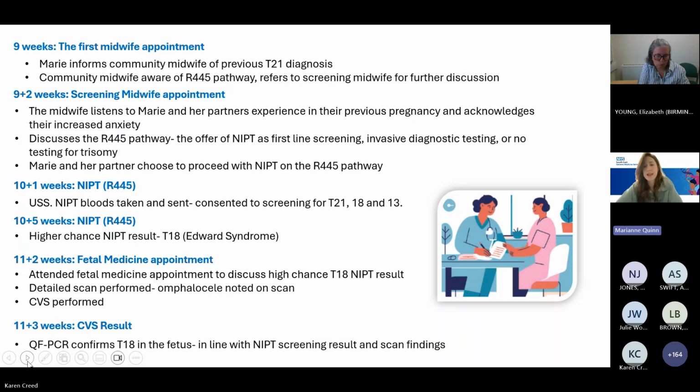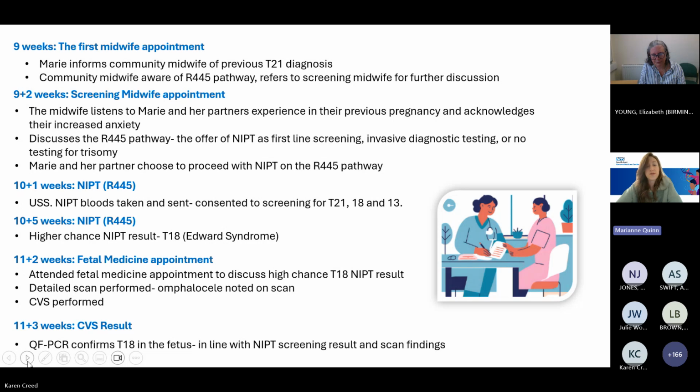So this is one of the things that Nikki found in her audit, whereas Marie had a pregnancy affected with Down syndrome in her previous pregnancy, she's received a higher chance result for Edwards syndrome in this pregnancy. Following this NIPT result, she is seen in fetal medicine. She has a detailed scan, and there are some anomalies seen on scan. She opts for a CVS. The CVS is taken at 11+3, and this confirms T18 in the fetus, which is in line with the NIPT result and the scan findings.